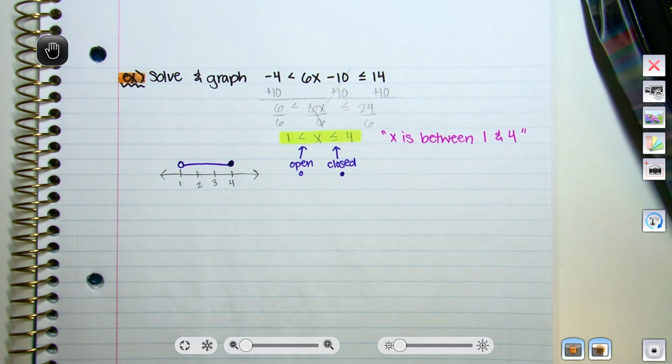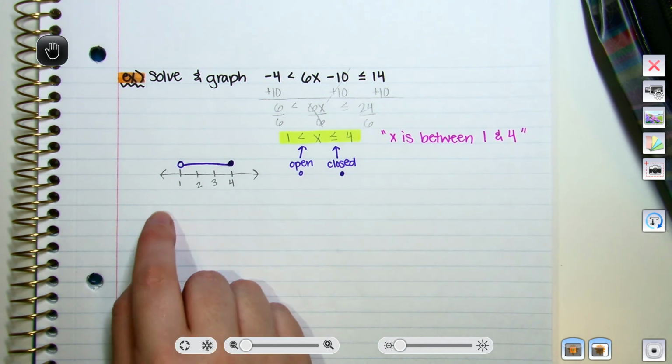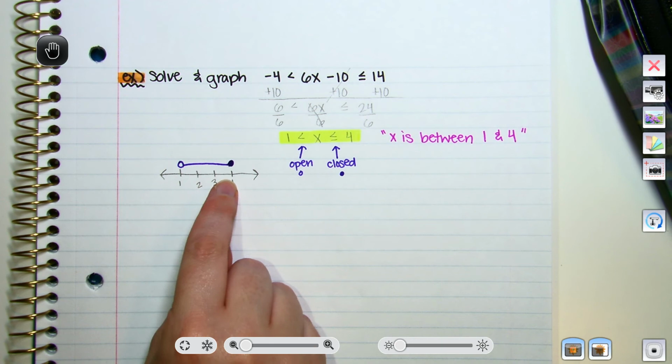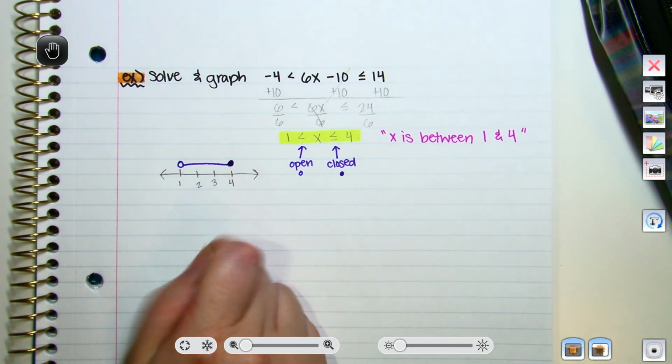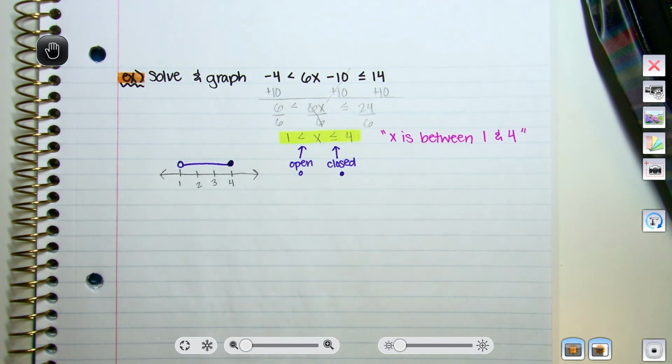So whatever your preference is, if you want to do your graph like my last example where I put it directly on the number line, if you want to do it like this example where I place it a little bit above, just as long as it's easy for me to tell where you are graphing. All right, we're going to do one last example.